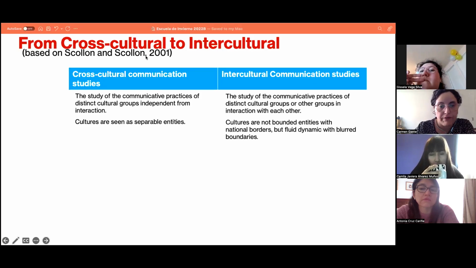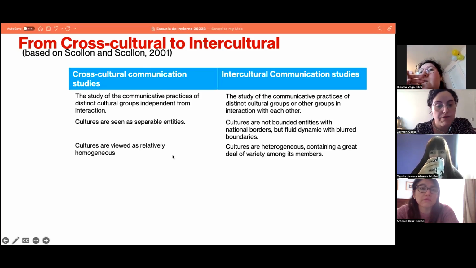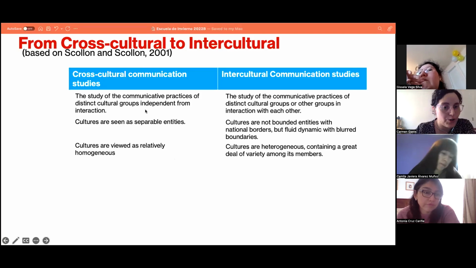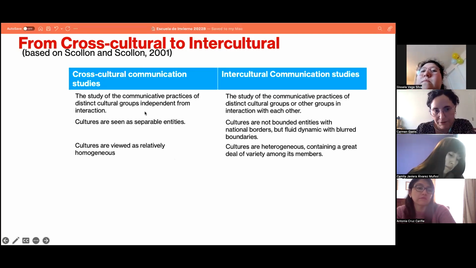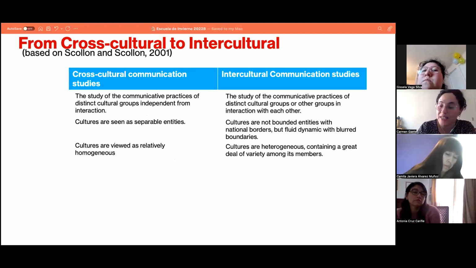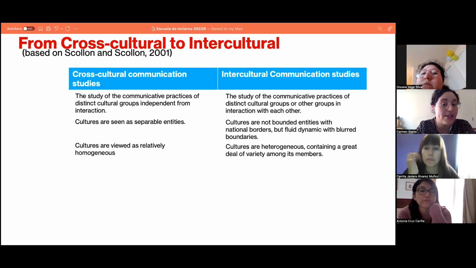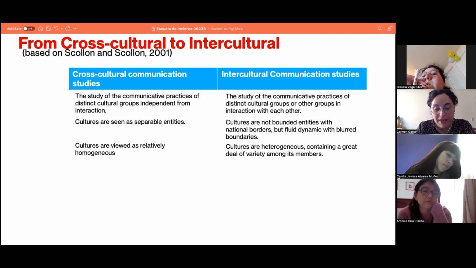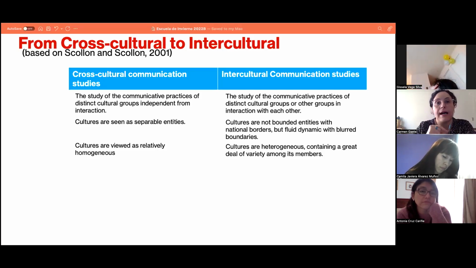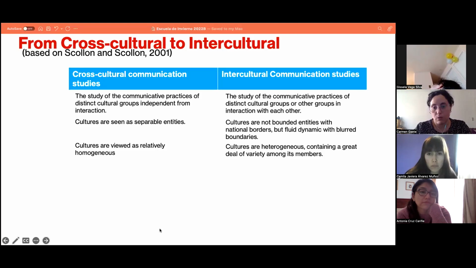So, very good. Another difference is cultures are viewed as relatively homogeneous according to the cross-cultural communication perspective. In this sense, people who belong to any given culture, for example, a national one, are going to be expected to behave in a certain way, a way that is very similar, of course. So you're going to expect these people from a particular group to behave in a certain way, to have the same values, for example, and to use language, talking about linguistic aspects, in a very similar way.